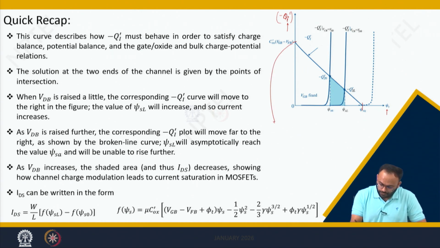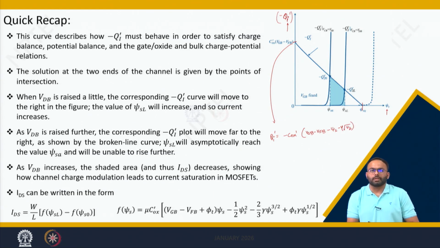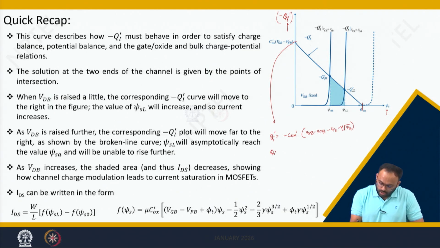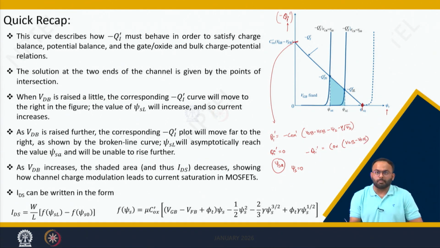So here if I rewrite this equation as Qi dash equals minus Cox dash into VGB minus V flat band voltage minus psi s minus gamma root psi s, by putting some extreme conditions, such as the value of psi s when Qi dash equals 0 is nothing but psi sa. And when the surface potential equals 0, then the value of minus Qi dash is nothing but Cox dash into VGB minus V flat band voltage, and that is this point. So we defined two extreme points of this graph.